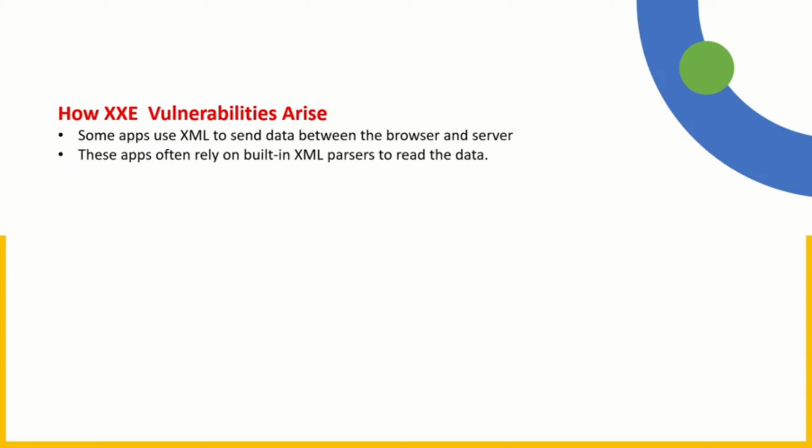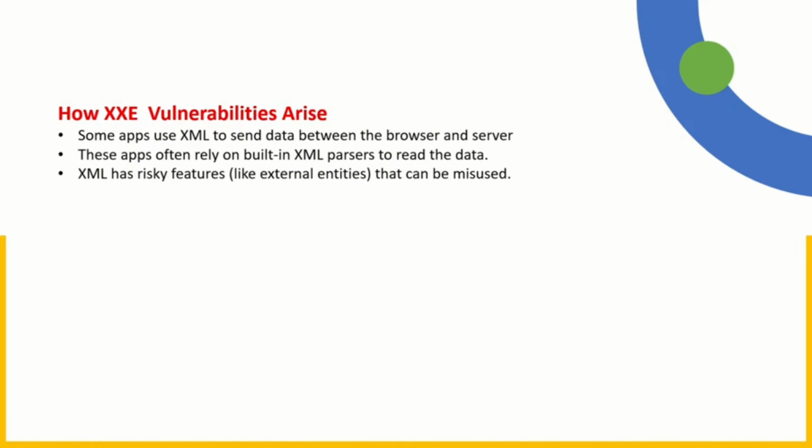Then these apps often rely on built-in XML parsers to read data. When the server receives this XML data, it typically uses a built-in XML parser, pre-written library functions, to process and understand the data. At that time, XXE vulnerabilities also arise.